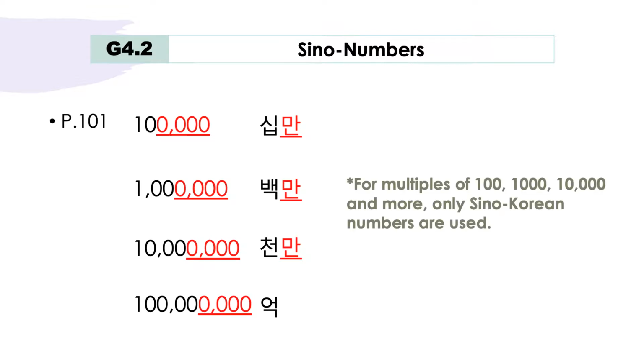So, when we talk about the multiples of 100, 1000, 10,000, which is 100, 1000, 만, and bigger than those numbers, you use Sino-Korean numbers. So 10만, 100만, 1000만, and 억.